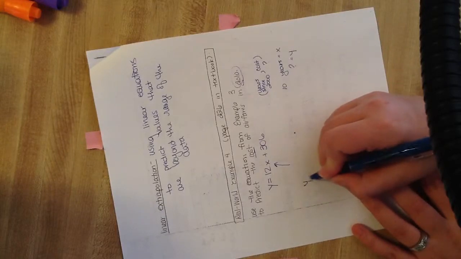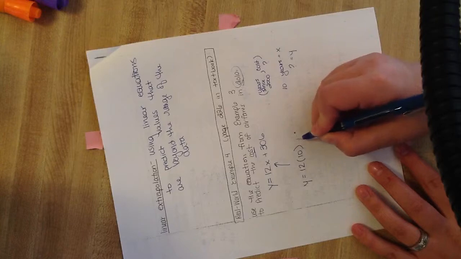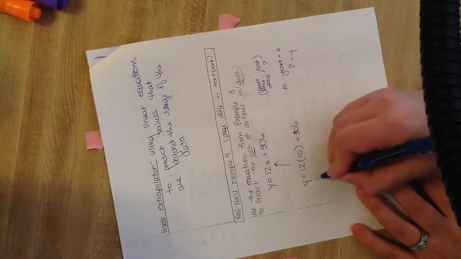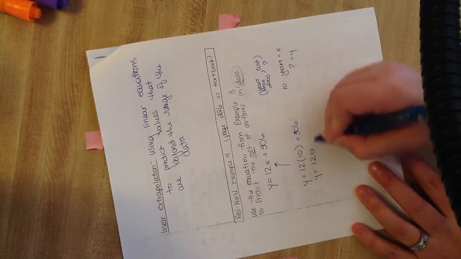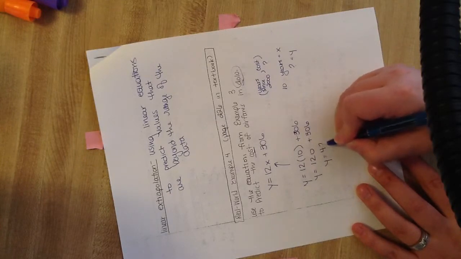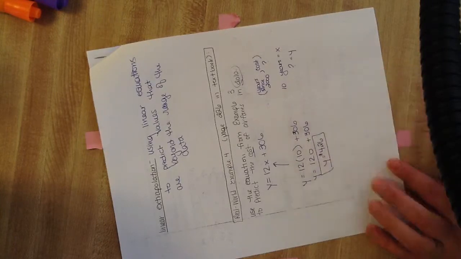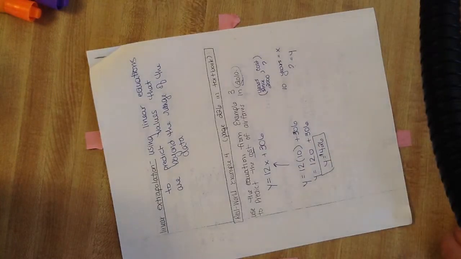So I'm going to say y equals 12 times 10, that comes into x, plus 306. So y equals 120 plus 306. Y equals 426. So they're saying that in the year 2010, a plane ticket is going to cost $426. And that's how we use those lines or those equations of lines to predict future values of things so that you know how much they're going to cost.